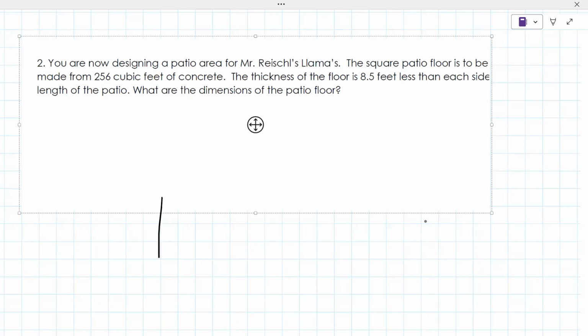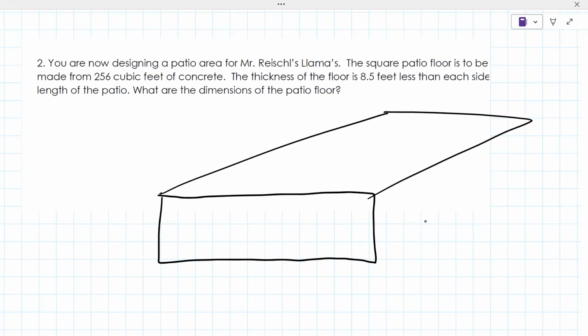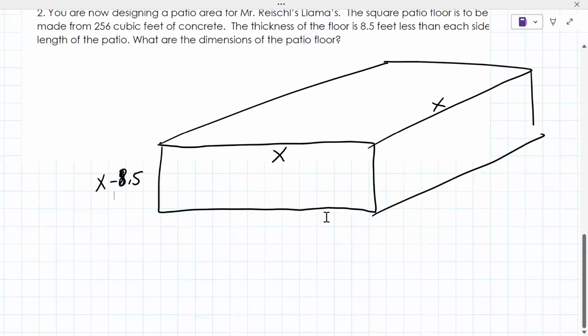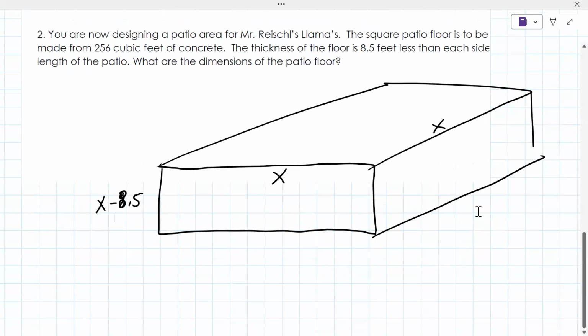Okay. So here's the thickness of it. And it's a square. So this is x and this is x. And then the thickness of the floor is x minus 8.5. Is that okay? Yeah, the drawing is really the hardest part, in my opinion.